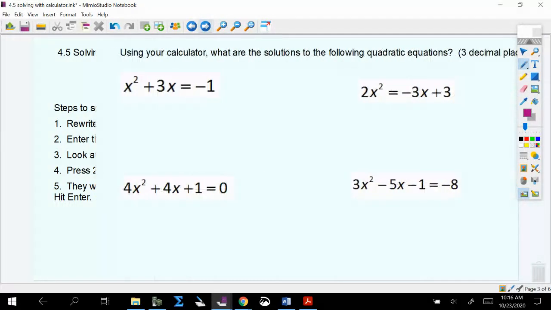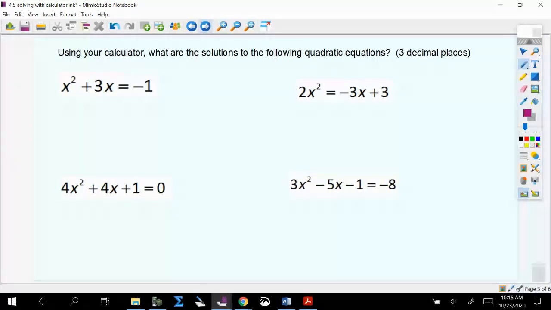So let's practice. It'll tell you in the directions you will need to use a calculator. It will also tell you how to round it. I'm asking you to go 3 decimal places. You'll have ones on Delta Math that will ask you to round to either the nearest thousandth, which is 3 decimal places, or to the nearest hundredth, which is 2 decimal places.